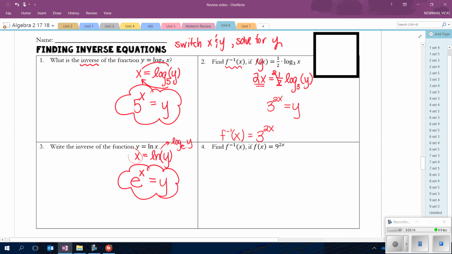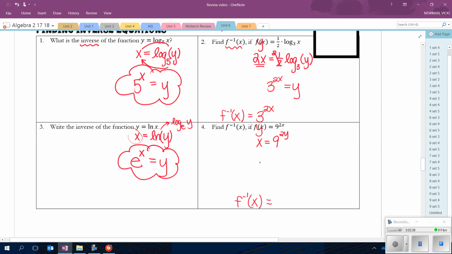And finally, last but not least, find f inverse. So again, using that notation, f inverse of x. We've got to switch x and y. F of x means y, so x equals 9 to the 2y. It's in exponential form, and I want to get that exponent to come down, so I have to change it to log form. So log, the base is 9, of whatever equals the exponent. So x must go inside here.